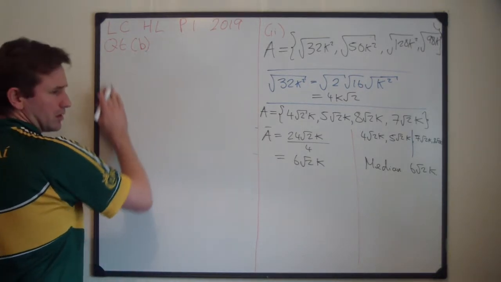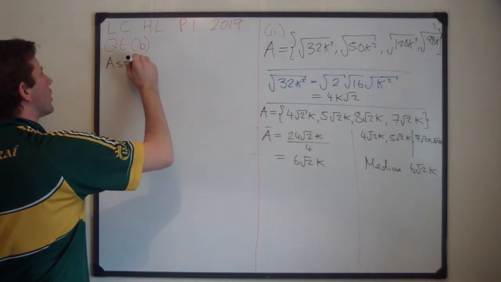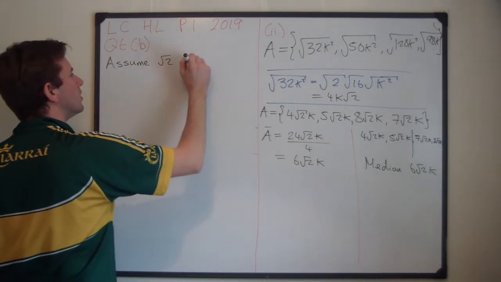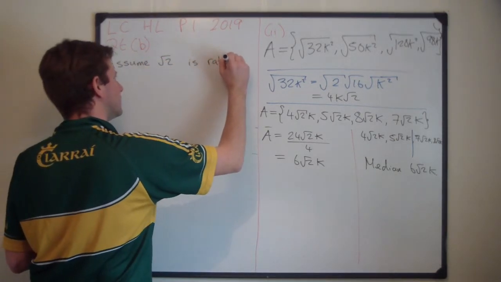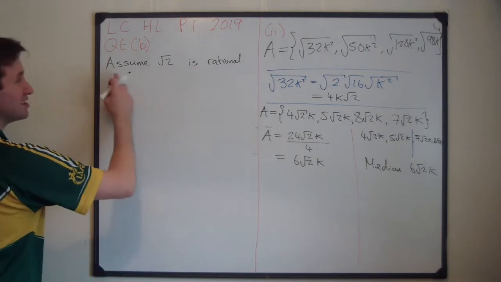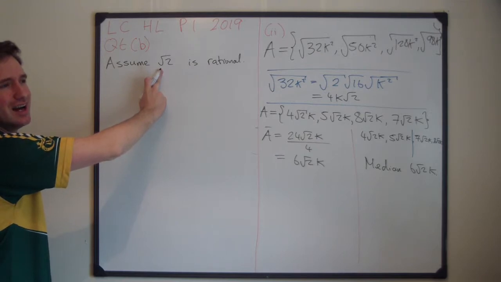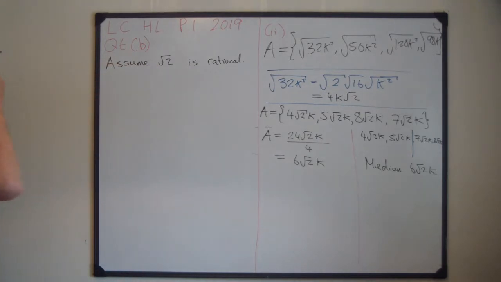Okay, so now it's just looking for the proof. So assume root 2 is rational. We're assuming something and we're hopefully going to end up with nonsense, and that means that if we end up with nonsense down here, then this is nonsense, and the negation of this is true, that root 2 is not rational. A rational number is a fraction where the top and the bottom are whole numbers. We can assume those whole numbers are positive.